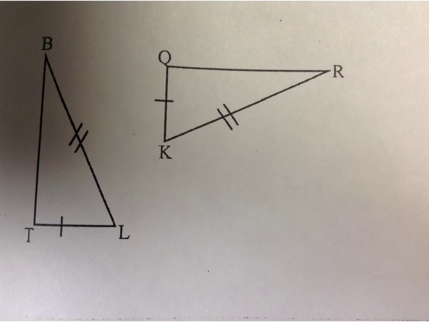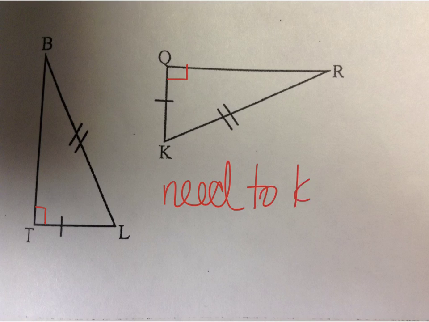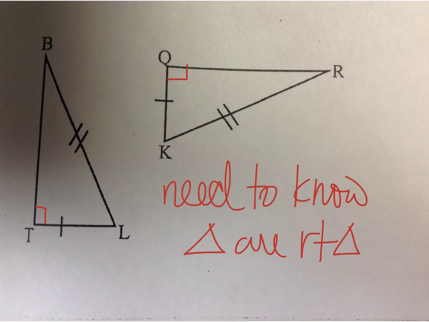All right, the second part of your notes asks what additional information do you need to prove the triangles are congruent by the hypotenuse leg theorem? Well, for this example, you need to know that both of the triangles are right triangles. You need to know that triangle BTL is a right triangle and triangle RQK is a right triangle. So you need to know that the triangles are right triangles.